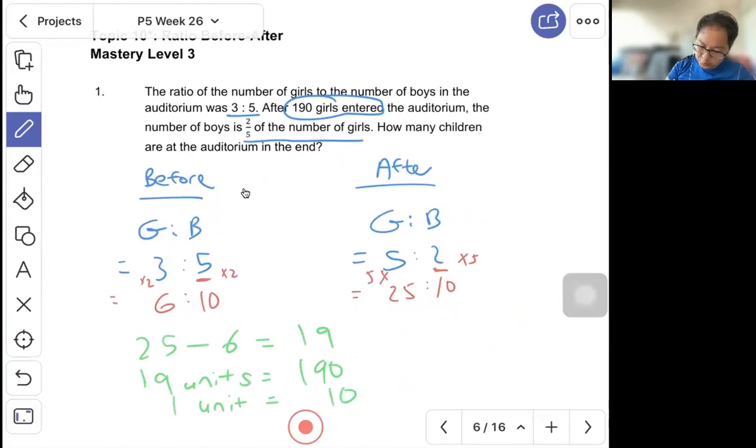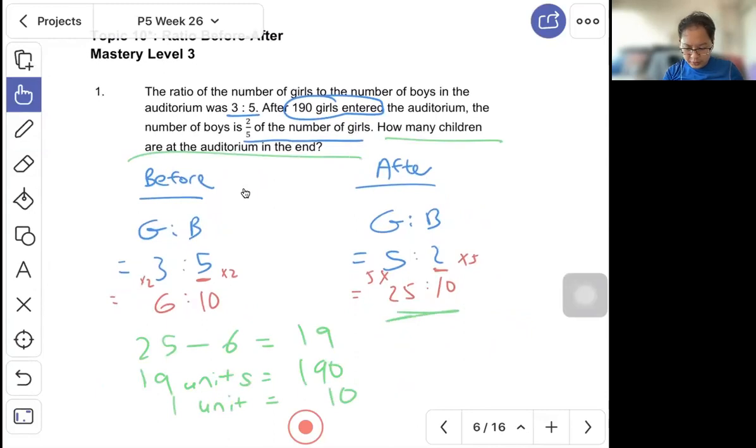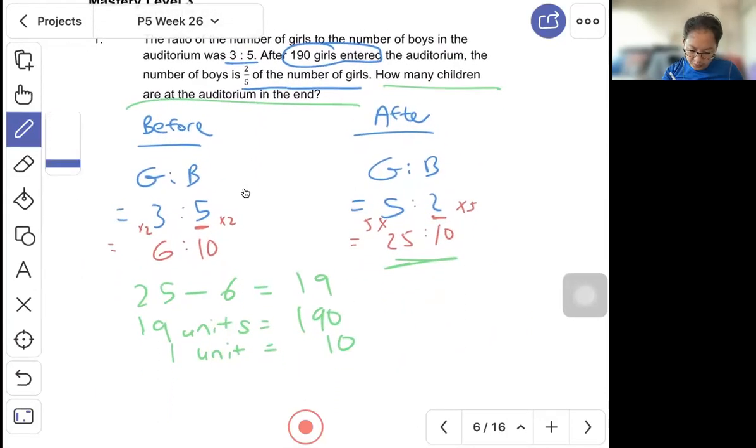Then they ask how many children are in the auditorium in the end. So in the end, there are 25 plus 10, 35 units. So 10 times 35, 350. So answer is 350.